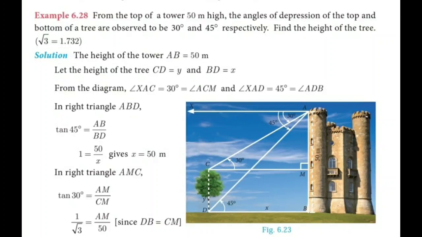Example 6.28. From the top of a tower 50 meter high, the angles of depression of the top and bottom of a tree are observed to be 30 degree and 45 degree respectively. Find the height of the tree. Given root 3 is equal to 1.732.